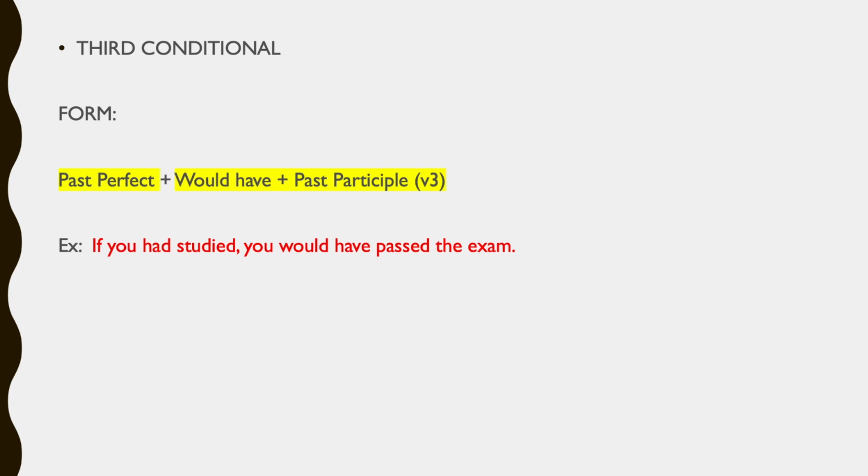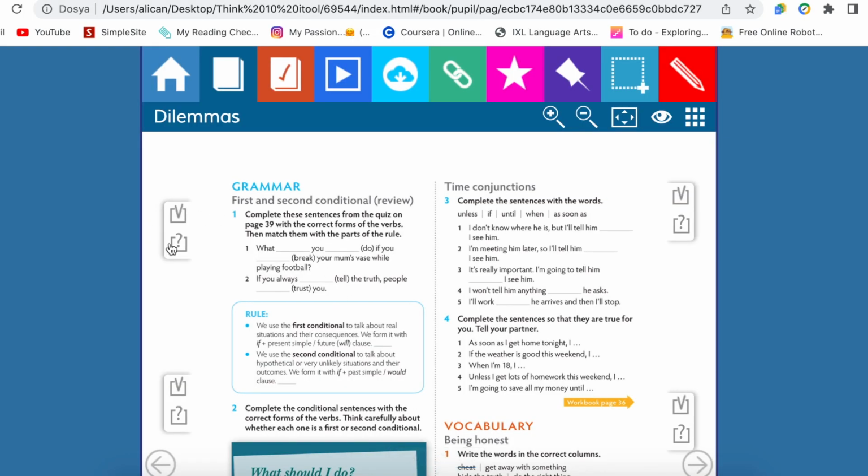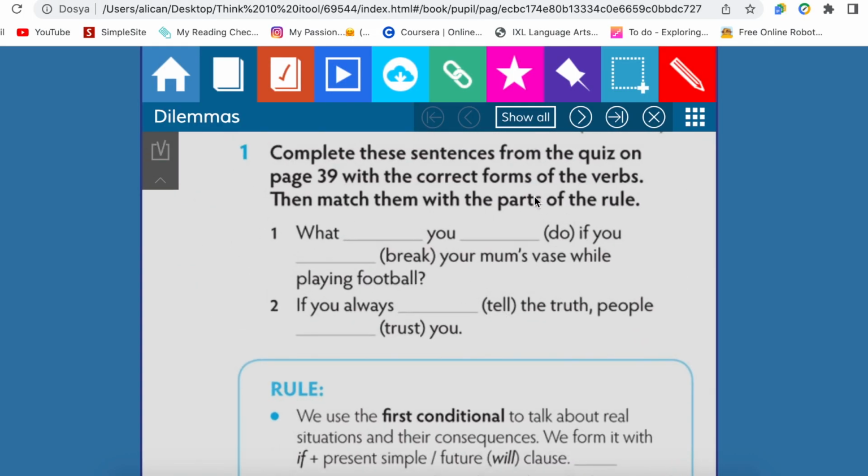And here for third conditional, the form is past perfect with would have and past participle verb 3. Example, if you had studied, you would have passed the exam. And for this one you have to go to page 42, unit 4, student's book.